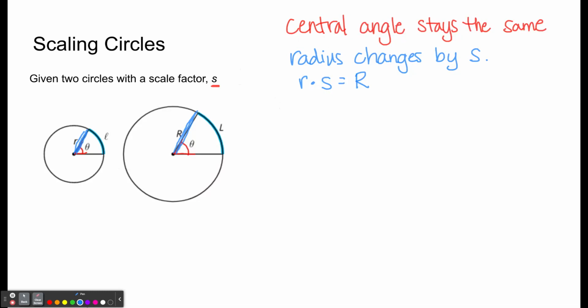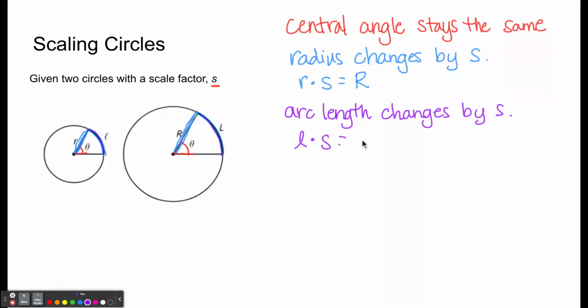All right, let's talk about the arc length. That's labeled here as lowercase l and here as uppercase L. So the arc length also changes by the scale factor of S. If you looked at this smaller arc here, lowercase l, and you multiplied it by the scale factor S, you would get the larger L over here.